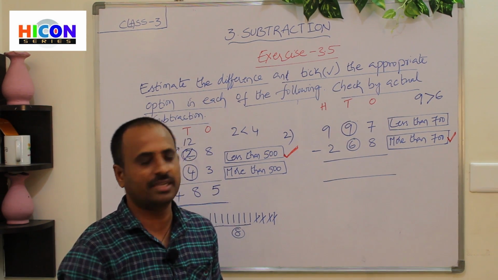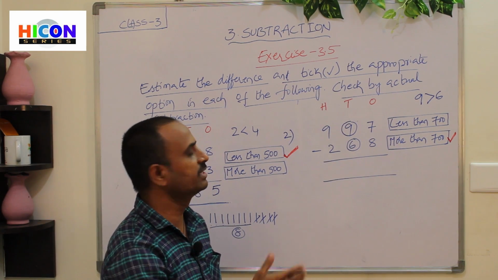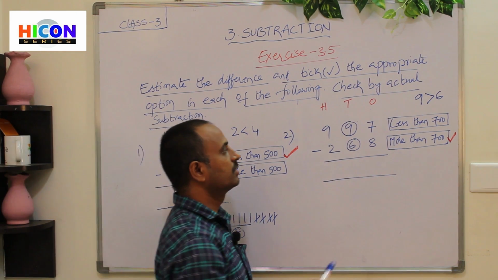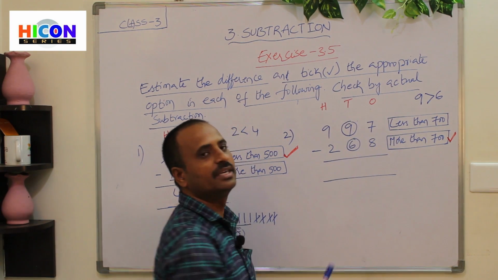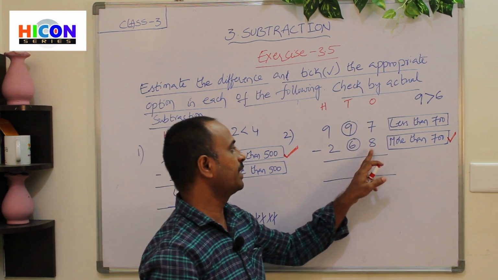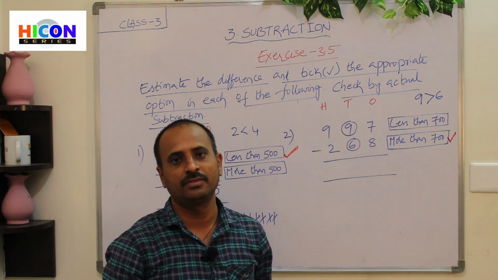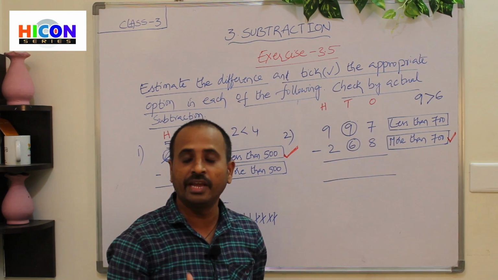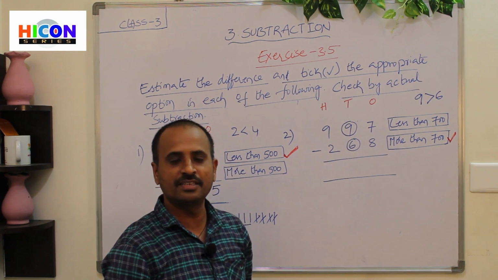Now we will check our estimation by doing the actual subtraction. So let us do the subtraction first. Start from the ones place. What are the digits in the ones place? 7 and 8 are present. We cannot subtract 8 from 7 because 8 is the greater number and 7 is the smaller number. So we have to borrow from the next place. What is the next place? Tens is the next place.